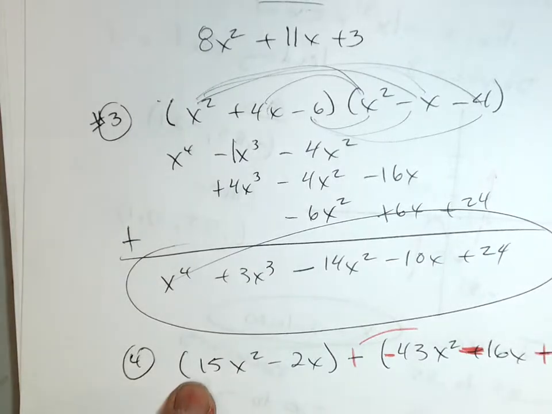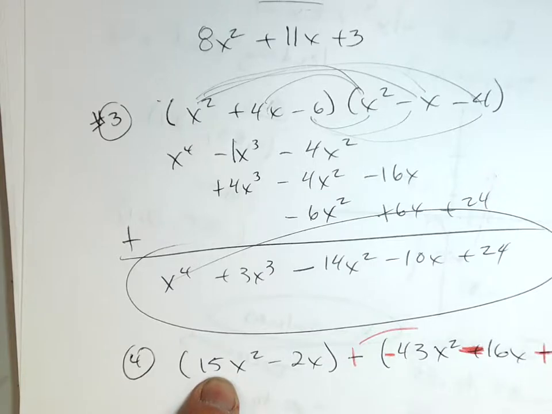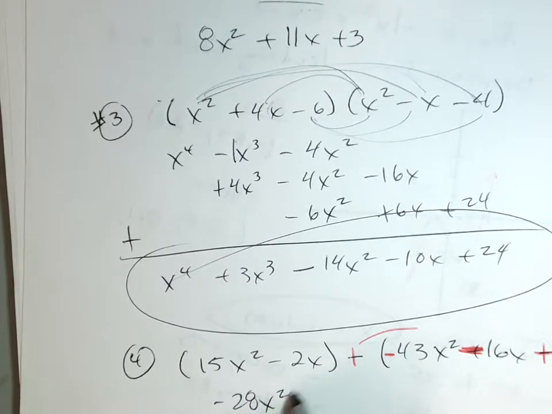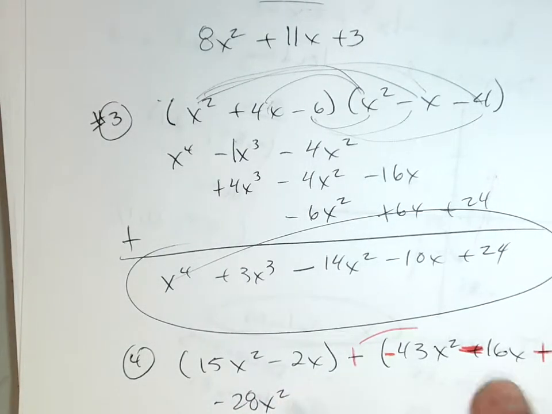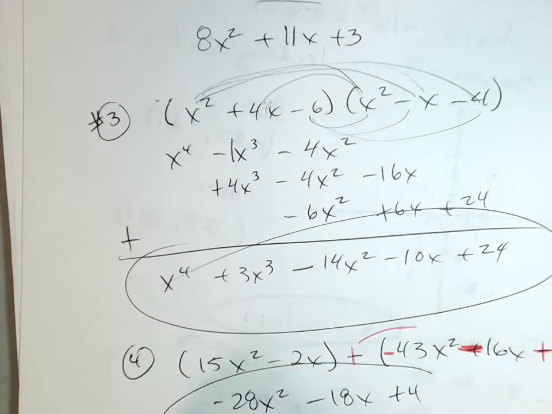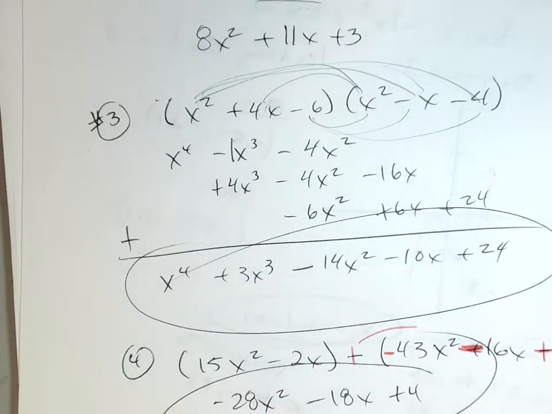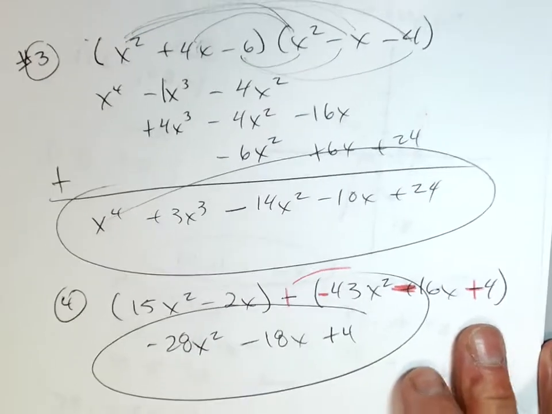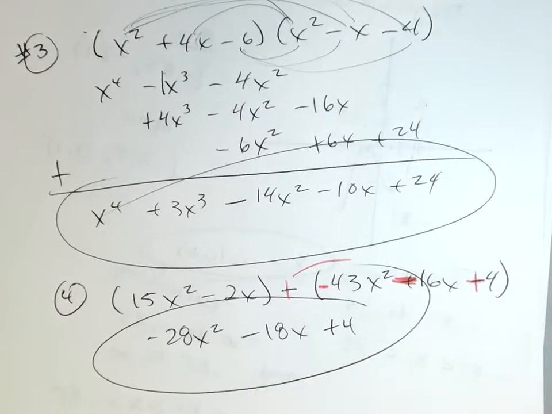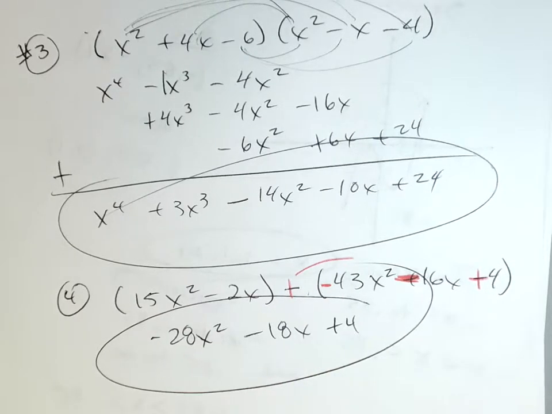Okay, so you ready? 43 minus 15, what is that? 28? I don't know, hold on. 43 minus 15 is, yeah, that's right. Negative 28x squared. Negative 2x, negative 16x makes a negative 18x, and then plus 4. We're done. I'll wait for you, but there it is, right? Can you pull the paper down? Oh, yeah. So I just changed the signs because I'm adding a negative, so I added a negative, and then I don't mess up on my signs, right? All right.